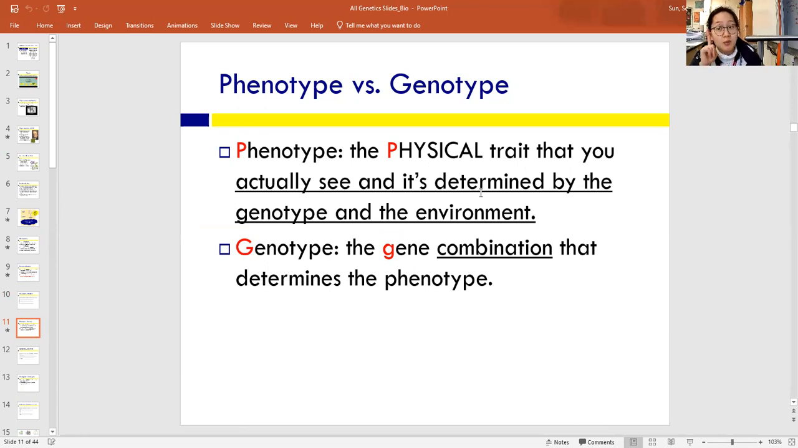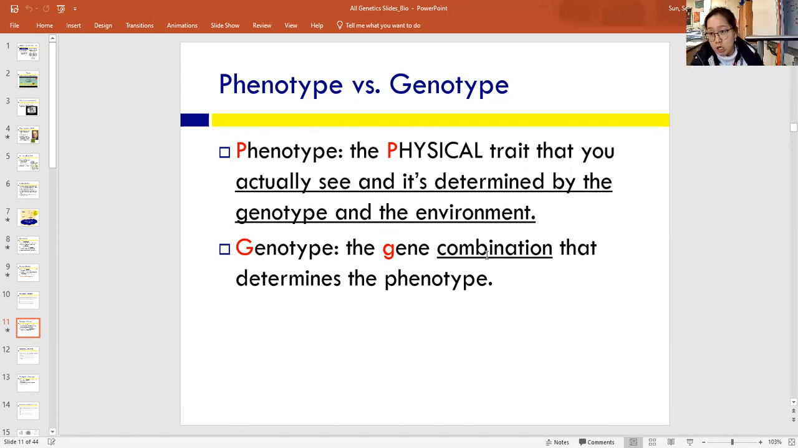Remember, we talked about the central dogma. So the genes are the DNA. You're going to use these genotypes to make your mRNA, and your mRNA is going to translate into your protein, which is the phenotype or the physical trait, right? PPP: protein, physical, phenotype.